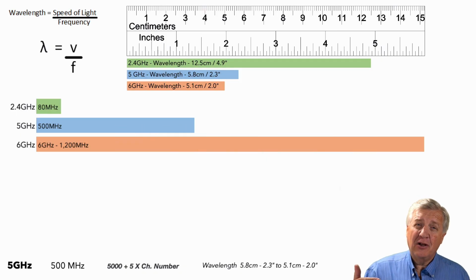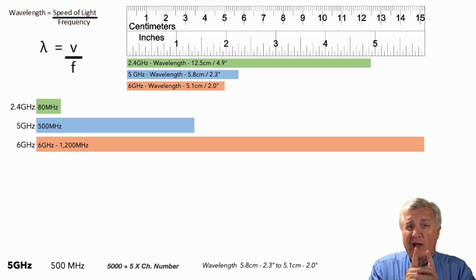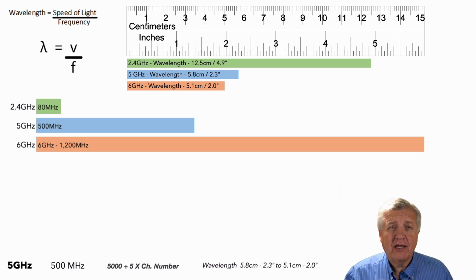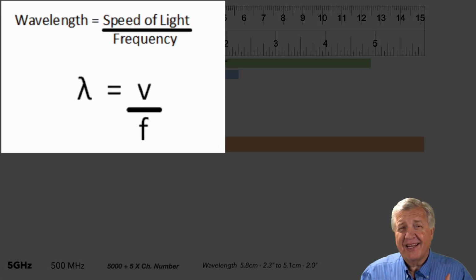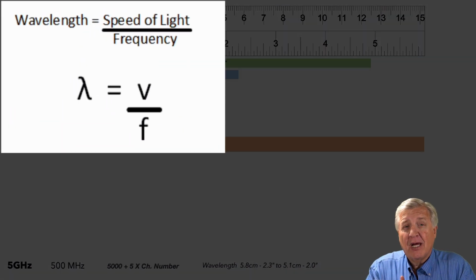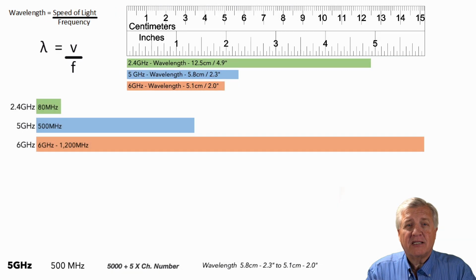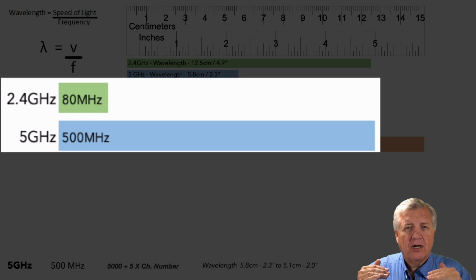First up, again, we're going to look at the ruler and compare the physical size of a 2.4 gig wave to a 5 gig wave to a 6 gig wave. The wavelength is the formula you can see on the screen. We're taking the speed of light, dividing it, and coming up with the size. It's tied to frequency. And so as you see in the center here, there is a difference between 2.4 and 5 gig. 5 gig has a lot more frequencies available to us.